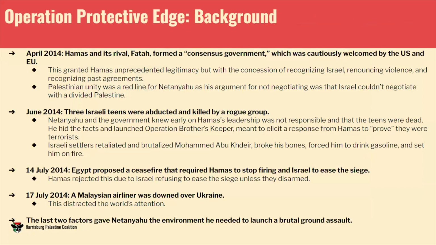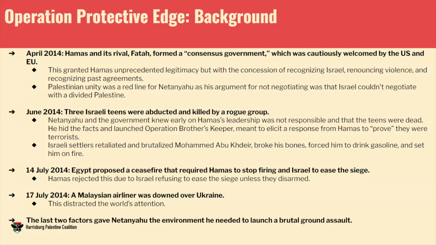So leading up to Protective Edge, in April, Hamas and its rival Fatah formed a consensus government, which was cautiously welcomed by the US and the EU. This granted Hamas unprecedented legitimacy, but with a concession of recognizing Israel, renouncing violence, and recognizing past agreements. Palestinian unity was a red line for Netanyahu because his argument for not negotiating was that he couldn't negotiate with a divided Palestine, but you'll also see throughout history a lot of cases where he intentionally creates divisions to continue promoting this narrative.